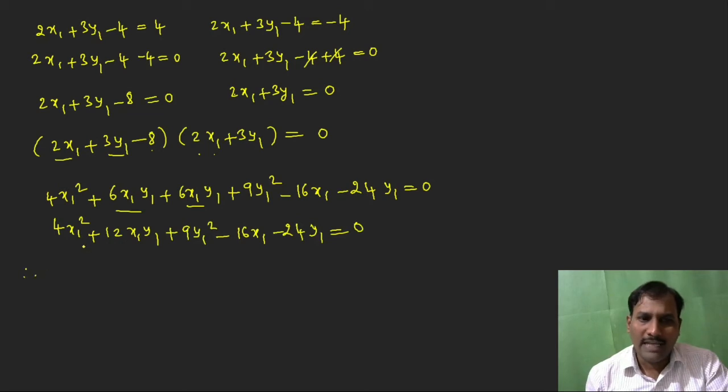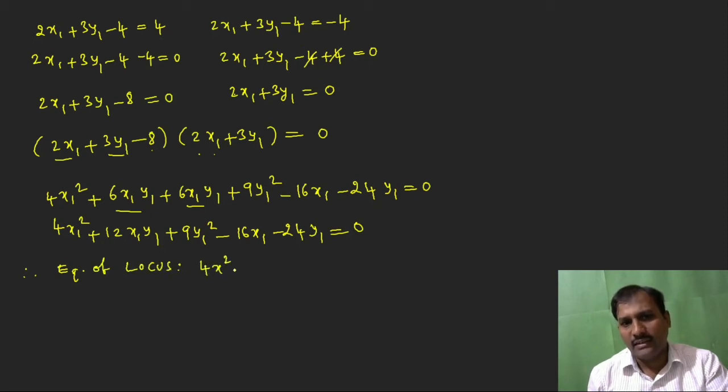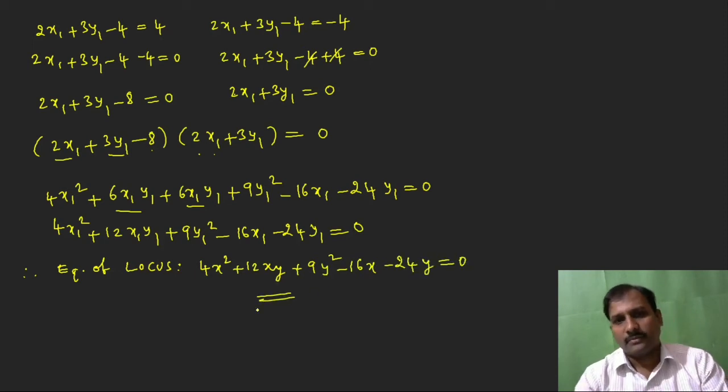Now when you replace x1 and y1 by x and y, you will get the equation of the locus, that is 4x square + 12xy + 9y square - 16x - 24y = 0.